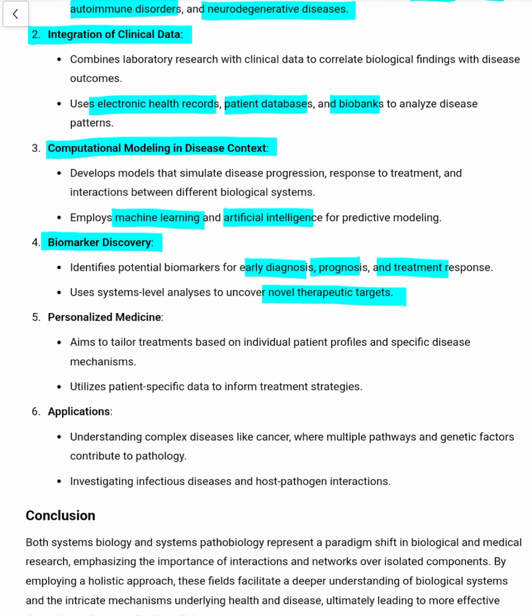Personalized medicine, as we just now discussed in systems biology. So how an individual patient profile and specific disease mechanism. Every individual will respond differently to different drugs, that we all know, because that is a part of genomics. So we can utilize this patient-specific data to inform treatment strategies for a particular person, or personalized medicine, that is what it is called.